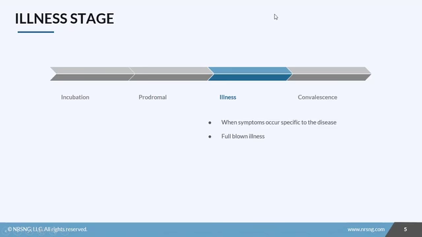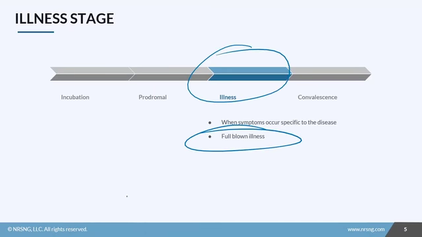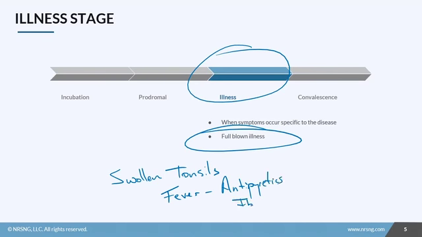Then you have full-blown illness. This is like, hey, we are super duper sick. I've got swollen lymph nodes. I've got swollen tonsils. For the strep patient anyway, I've got a fever that's unrelenting and it's not responsive to antipyretics. Those are things like ibuprofen or Tylenol, things that bring down a fever.